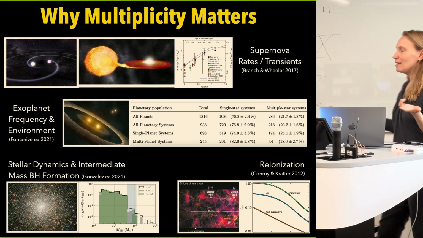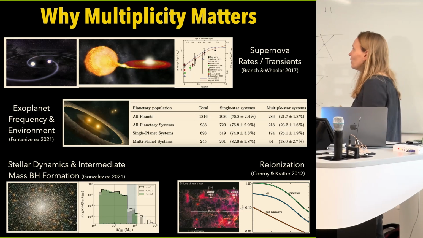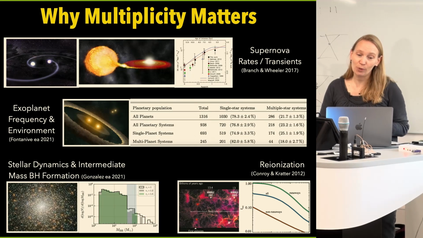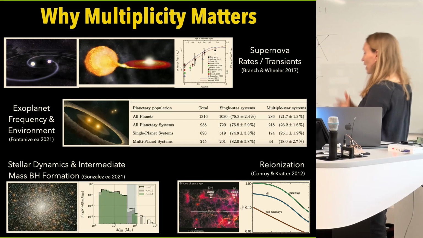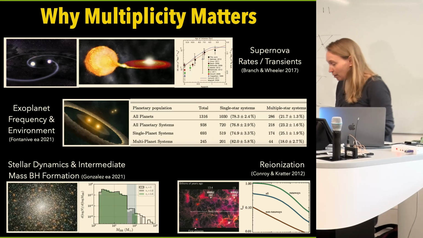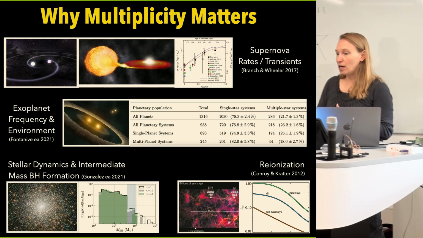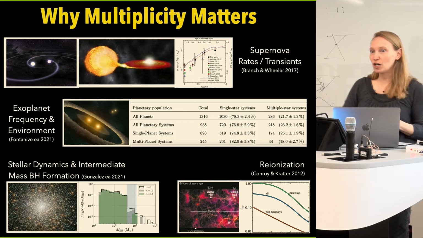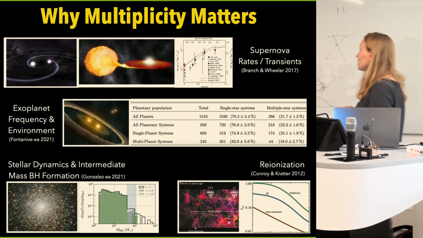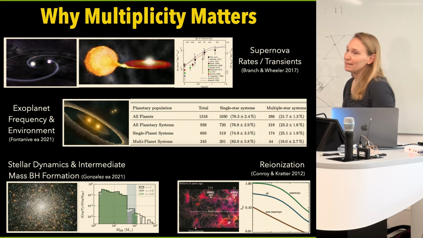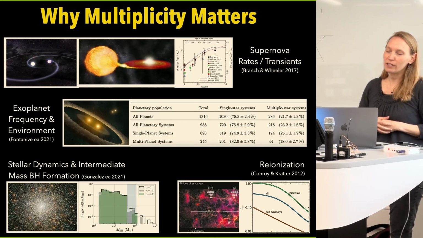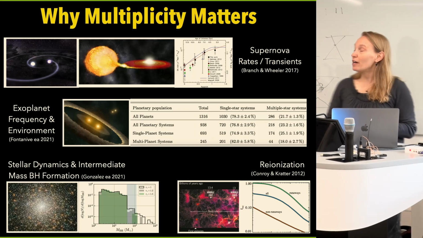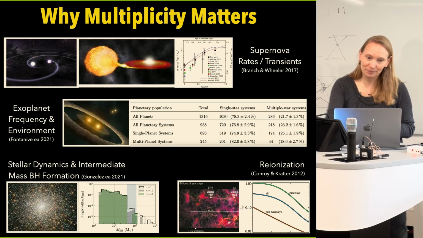And last but not least, I don't want to leave the cosmologists out, but there's some idea that maybe the reionization of the universe was influenced by stellar multiplicity. If you have these massive multiple systems, massive stars, you may, through these few body interactions, eject massive stars from your galaxy, and that actually enhances the reionization because they're kicked out and they are much more able to reionize. But in order to do that, you need to start with a population of multiple star systems.